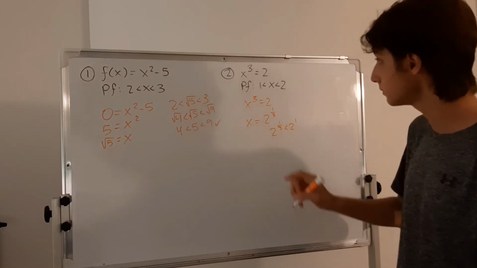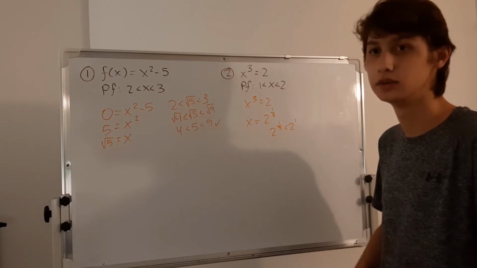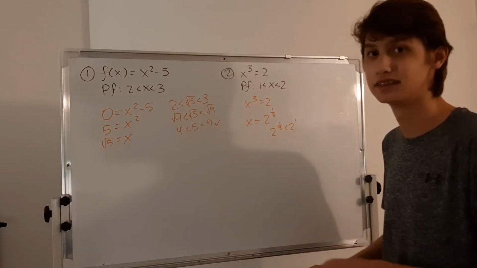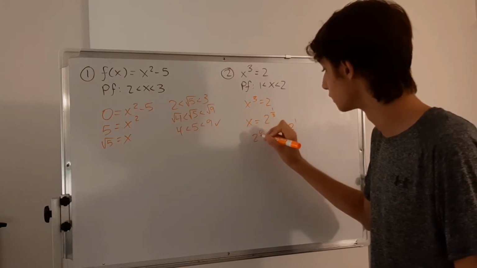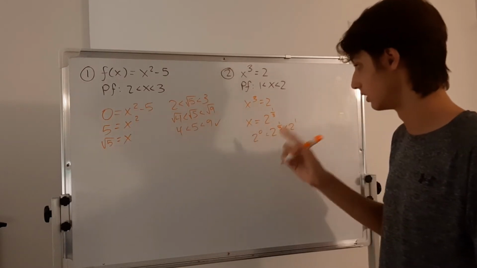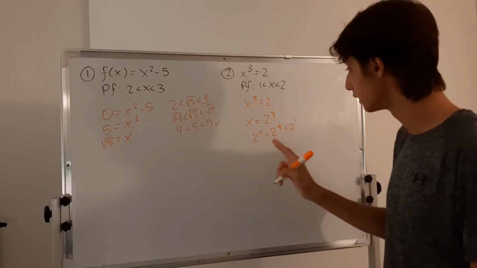Now, how can we rewrite 1? Well, 1 is just 2 to the 0 power, because anything to the 0 power is going to be 1. So this is just 2 to the 0 power, and you can tell it's going to be less than 2 to the 1/3. And now we can compare all of these.